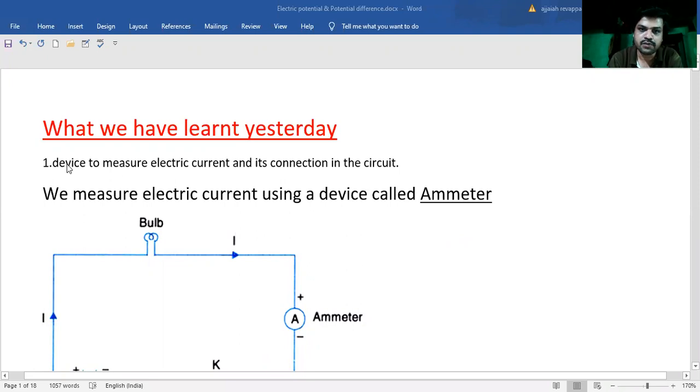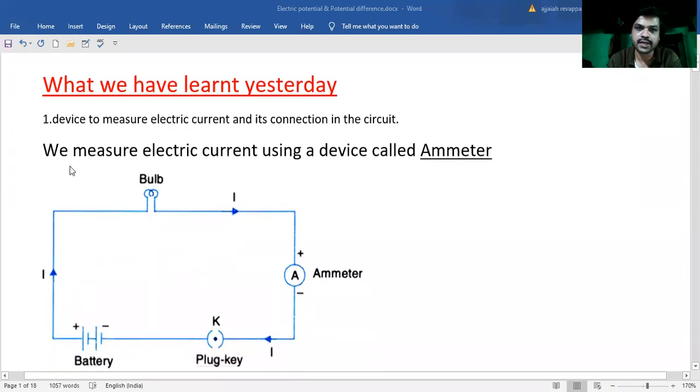So first, in the first class, we have learned what is electric current. What is electric current? The amount of electric charge passing a unit cross-sectional area of a conductor in unit time. So that is the definition of electric current. What is its mathematical expression? I is equal to Q divided by T, where Q denotes the charge and T denotes the time.